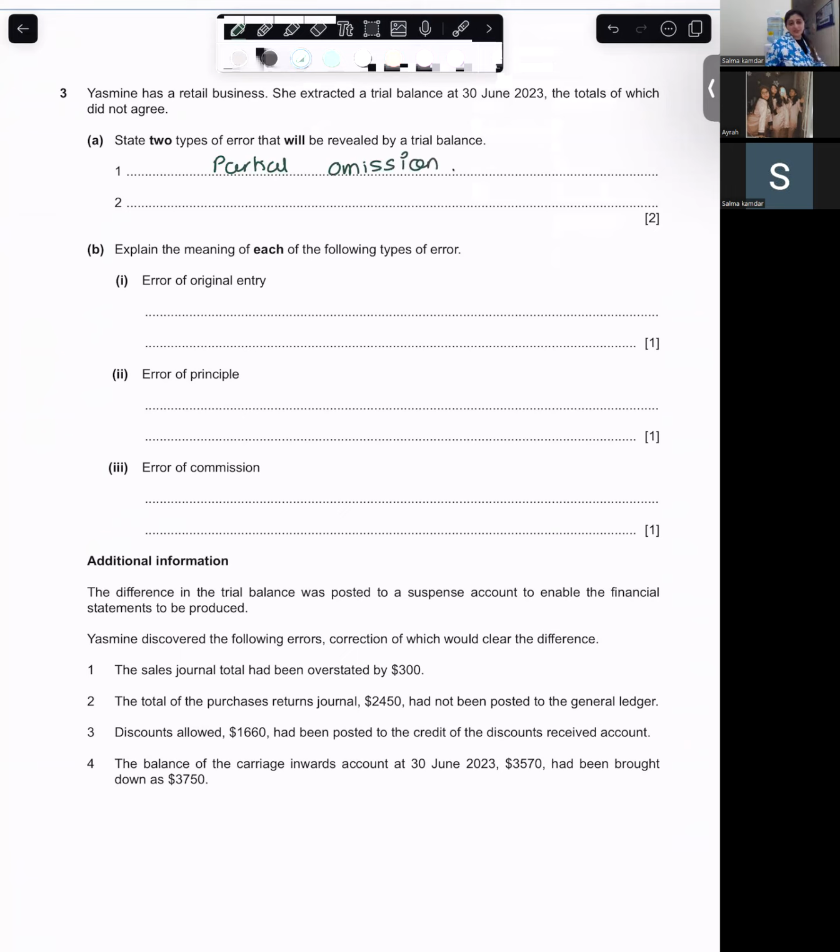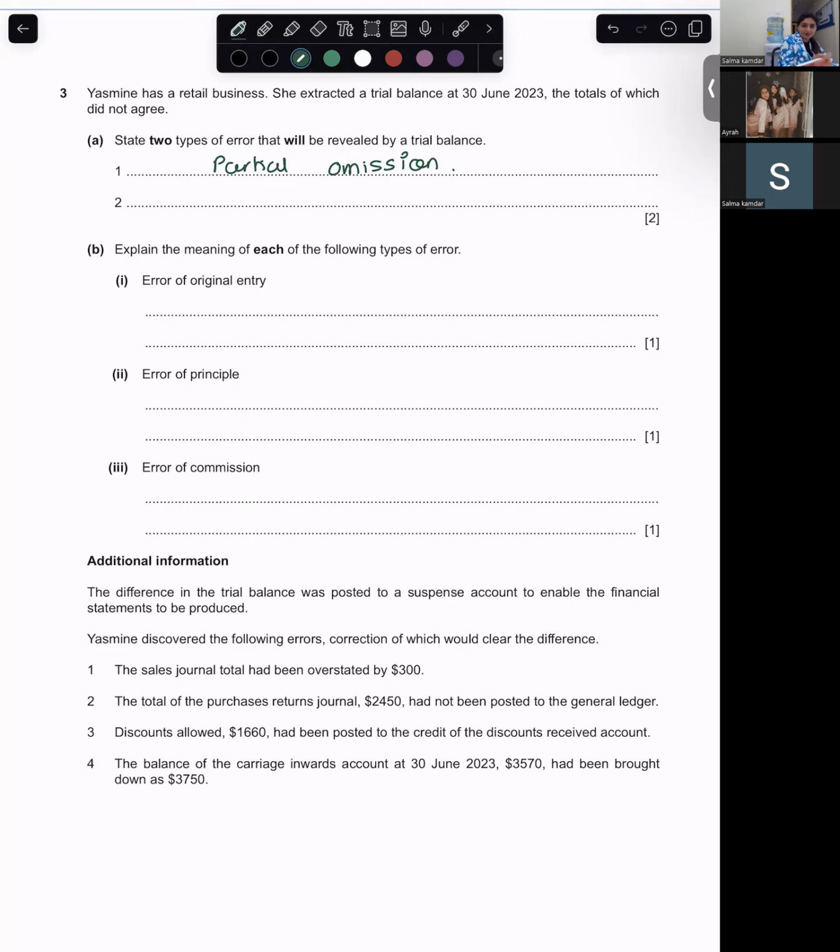What other error is revealed by a trial balance? Complete reversal. Complete reversal is where you completely reverse the entry. How will that be revealed by a trial balance? Because then the totals won't tally. What was there in the debit, you put on the credit, and what was there on the credit, you put on the debit.